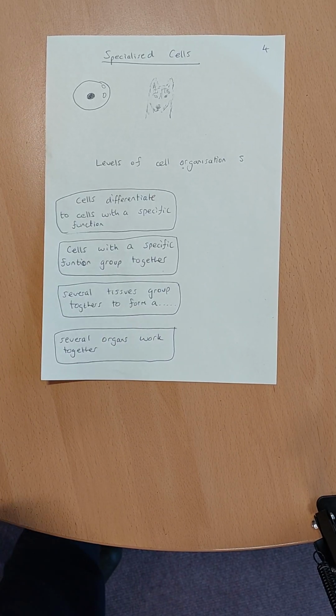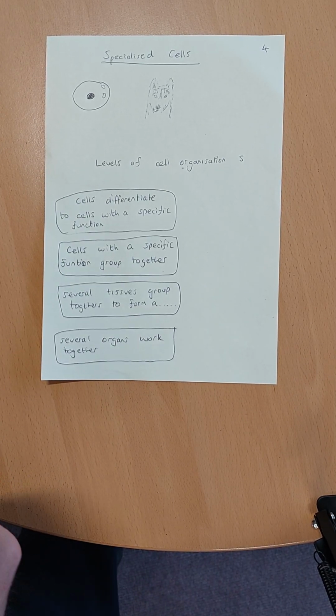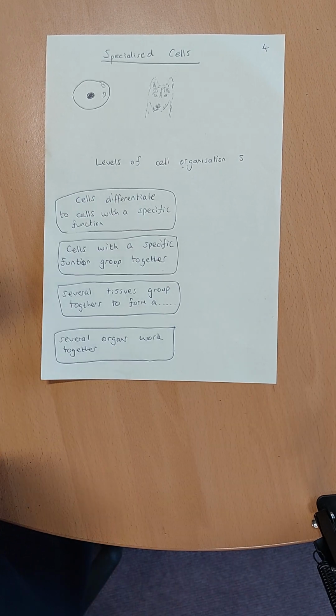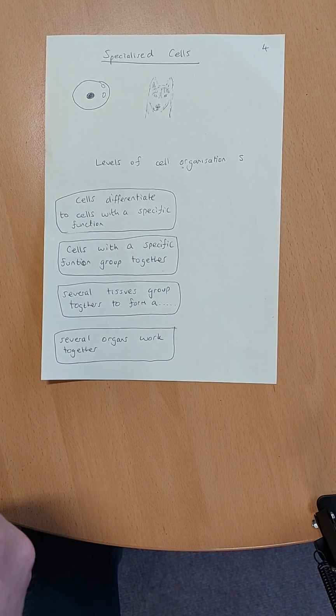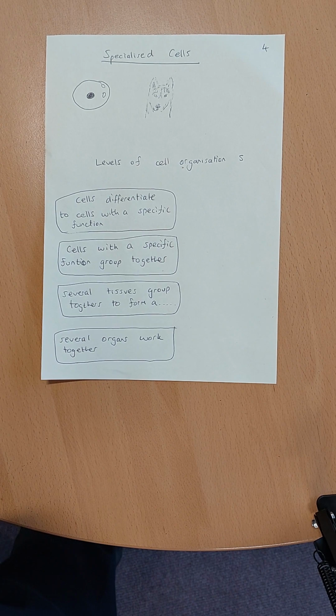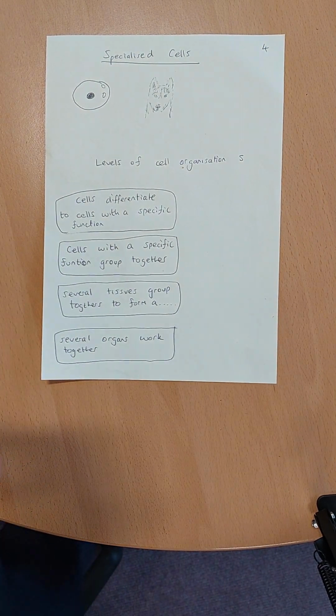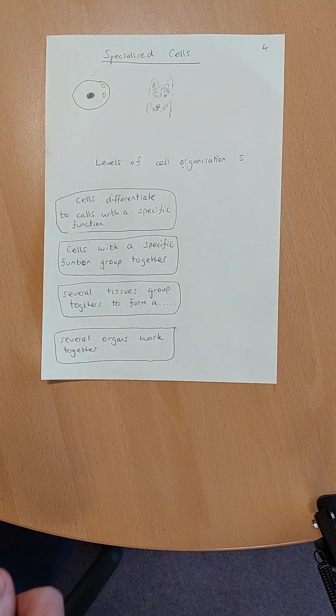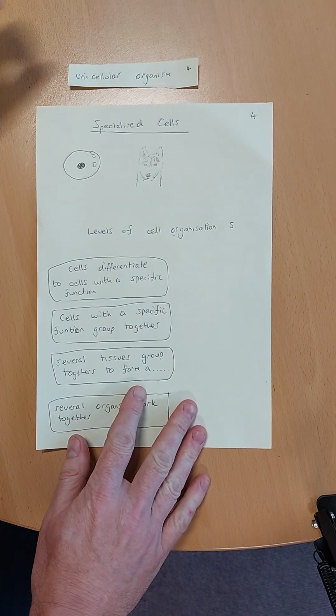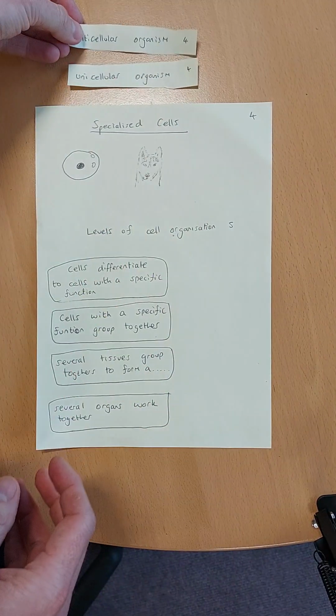Okay, so in this video, carrying on looking at cells, we've got specialised cells, so cells that do a particular job. And starting off, we've got two types of organism. We have a unicellular organism and we have multicellular organisms.